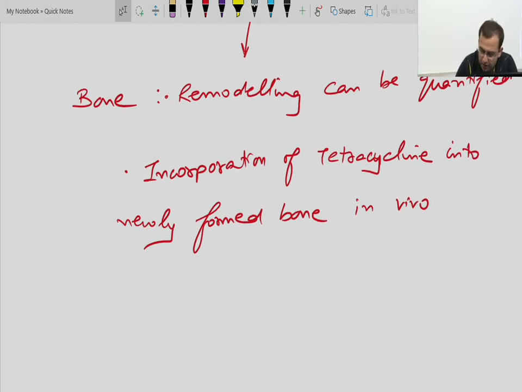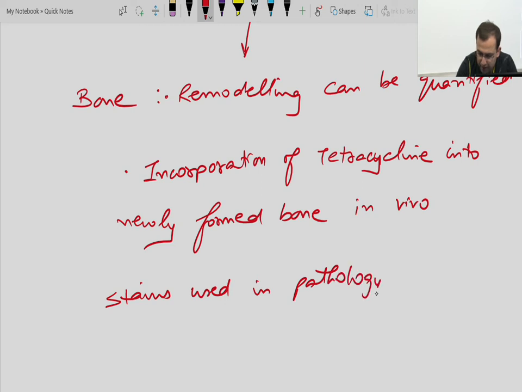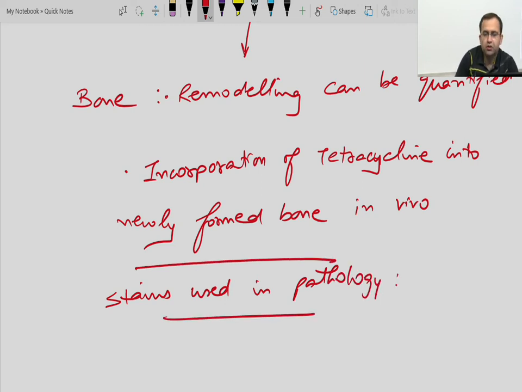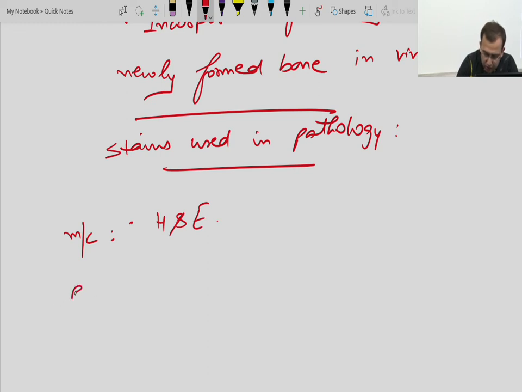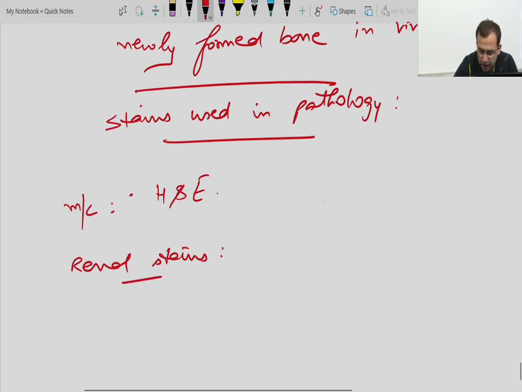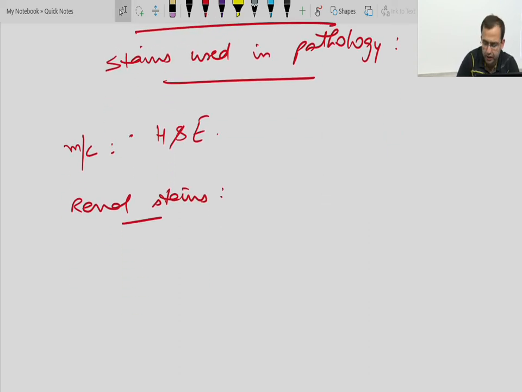this gets us to the master list of stains used in pathology. Which is the most commonly used stain in pathology? H&E, hematoxylin and eosin. The other stains are, let us start with renal stains.